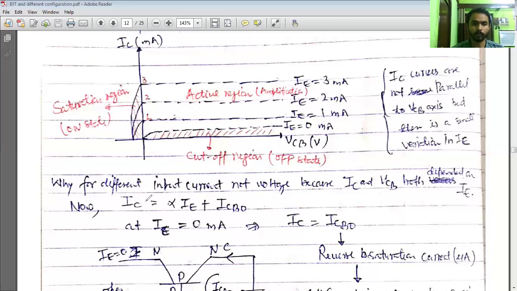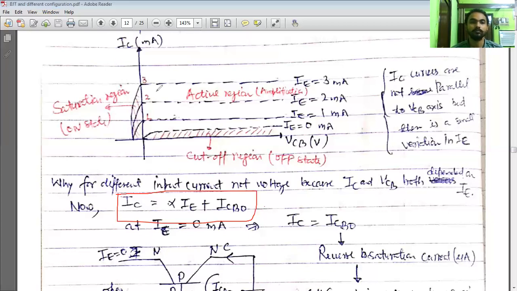Okay, so we'll go to our basic equation. This was our basic equation: the output current IC is equal to alpha IE plus ICBO. What will happen if the input current, the emitter current, is 0 milliampere? What will happen when I have an input current of 0? You understand? IE is 0.